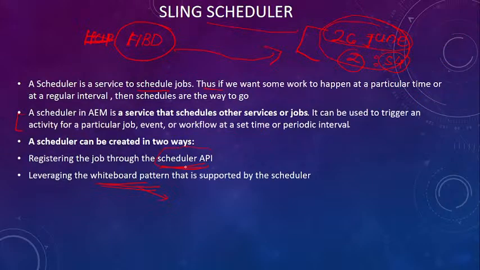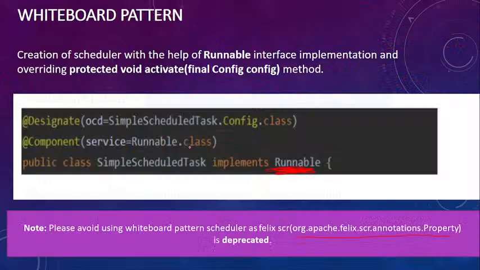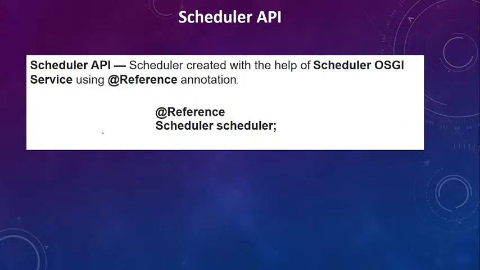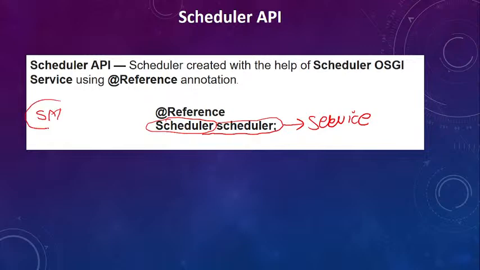In this session, we are discussing the scheduler API. They have provided the scheduler API, and as I already told you, the scheduler API is nothing but a service. Whenever you want to call this service, except in a Sling model, everything is an OSGi service.